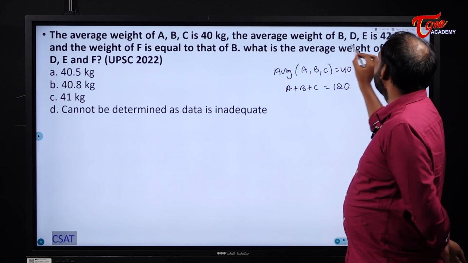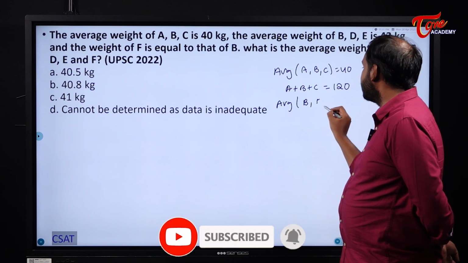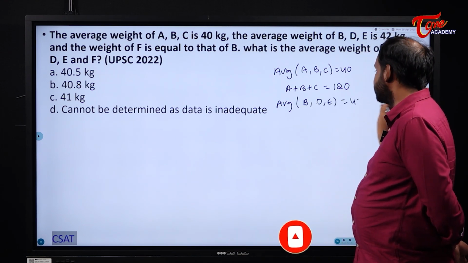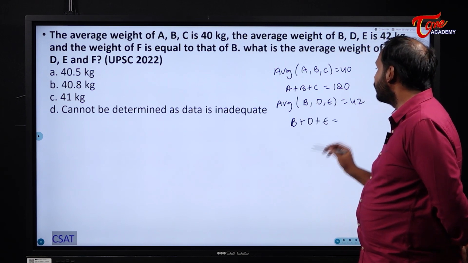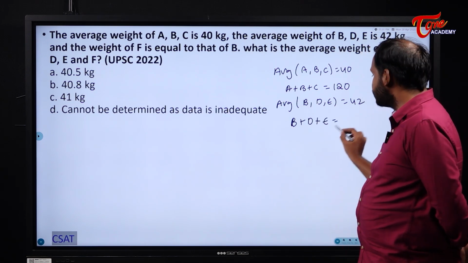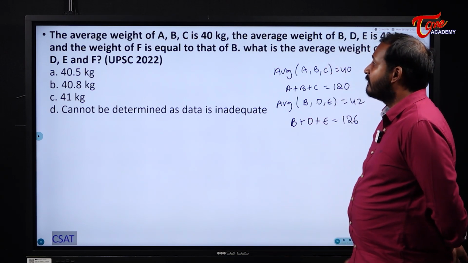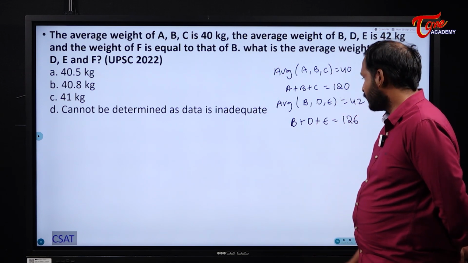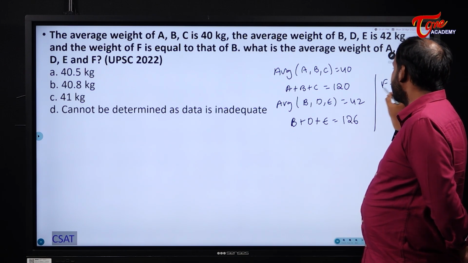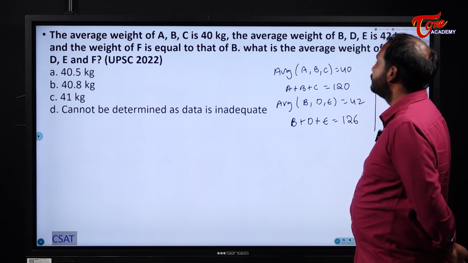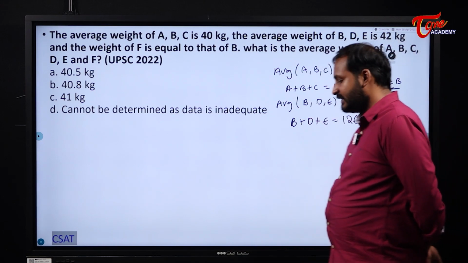Next, the average weight of B, D, E is how much? 42 kgs. That means B plus D plus E value will become how much? 42 into 3. 42 threes are 126 kgs. Okay. Sum of B, D and E is 126. Okay. The weight of F is equal to B. They are telling that F's weight is equal to B. Okay. Put that aside. What is the average weight of A, B, C, D, E and F?